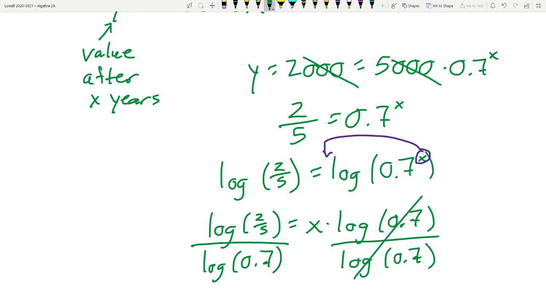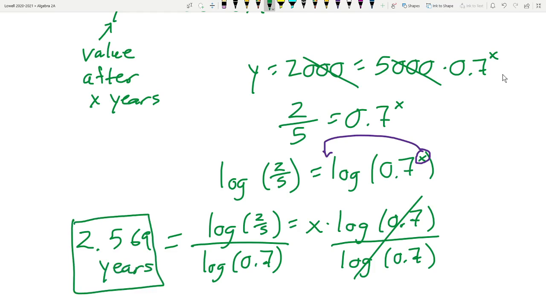Now we can use our calculator to evaluate this. After I run this calculation, my final answer, to 3 decimal places, is approximately 2.569. And remember, let's not forget our units: this is 2.569 years.